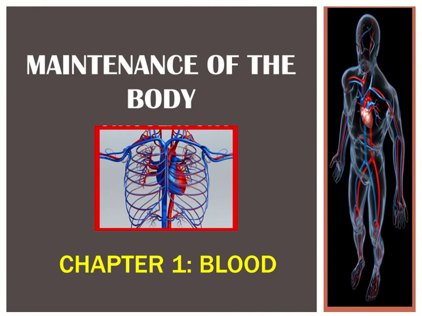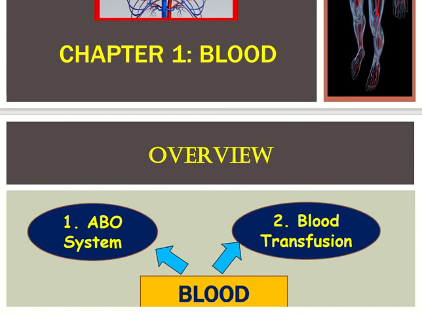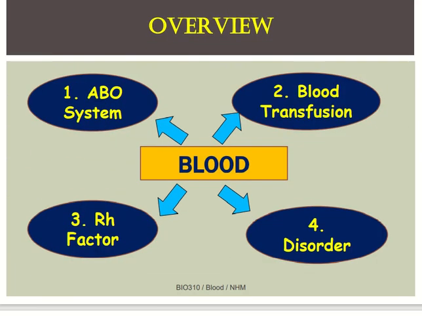Today we will learn about blood, which is in chapter 1. In this chapter you will cover topics about the ABO system, blood transfusion, rhesus factor, and also disorders or diseases related to the blood.